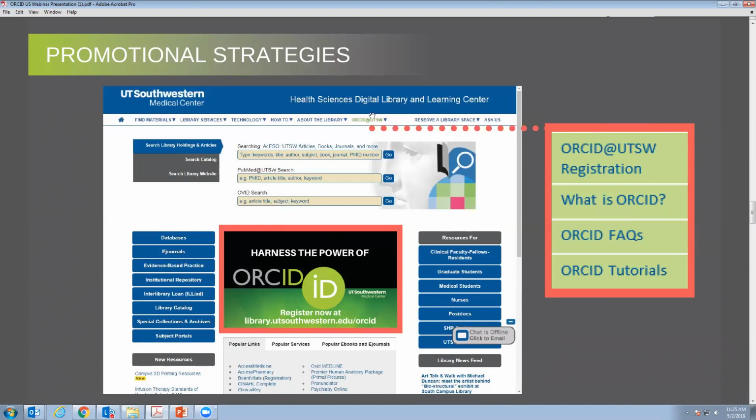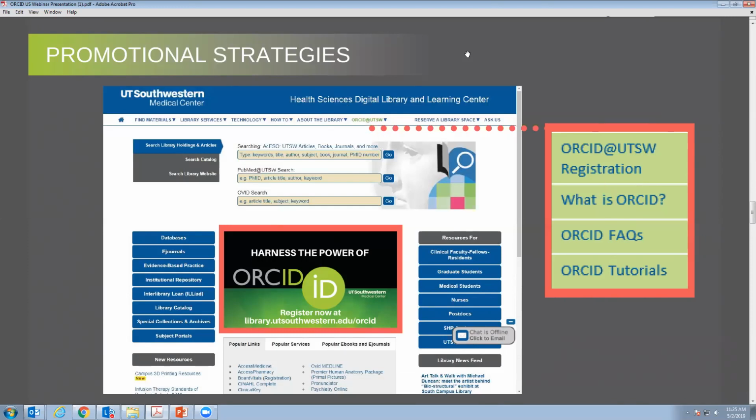We have an ORCID at UTSW link prominently in that ORCID green that has a pull down of registration, ORCID facts, tutorials, and then also, and this one here might be an older one, an ORCID login page too, for people to go directly to ORCID. So those are the pull downs for that specific area.